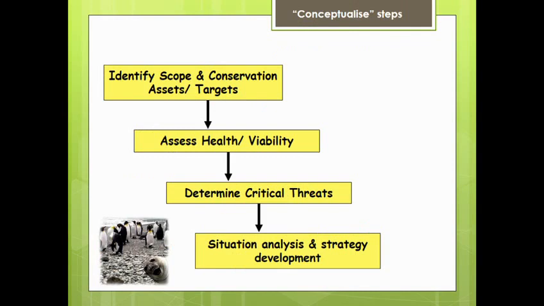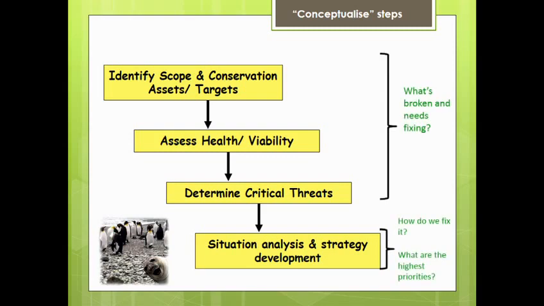So I'll just quickly step through. These are the conceptual steps. It's about understanding what the components of biodiversity are in your landscape, the different assets, ecosystems, and then stepping through and saying what makes them tick, what are their key ecological attributes, how healthy are they currently, what are the critical threats, and then understanding the situation at the site in terms of the drivers of those threats, if the landholders are overgrazing, why are they doing it, all that sort of stuff, to develop conservation strategies. So in a nutshell, what's broken and needs fixing, and how do we fix it, and what are the highest priorities?